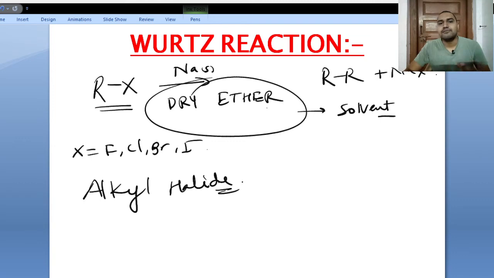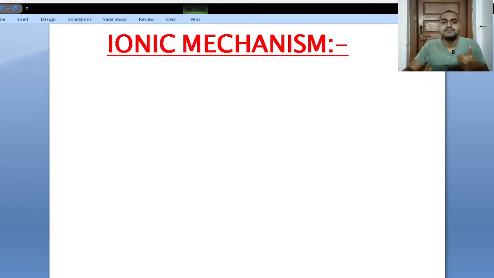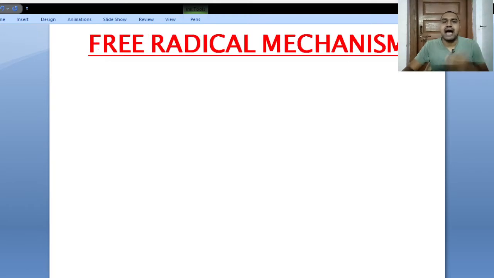Now this Wurtz reaction proceeds via two mechanisms. First is the free radical mechanism and second is the ionic mechanism. First we are going to discuss the free radical mechanism. As the name suggests, it involves some kind of free radical. Let's understand what a free radical is and how it is involved in the mechanism.